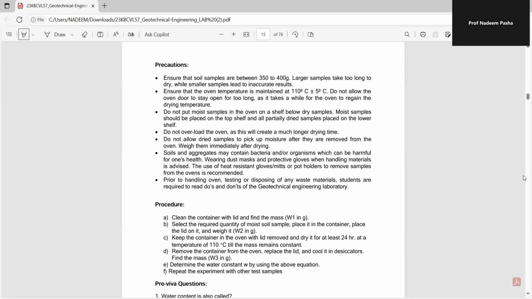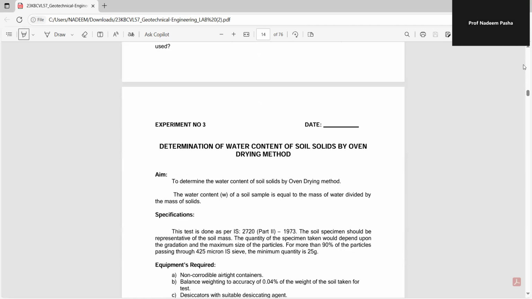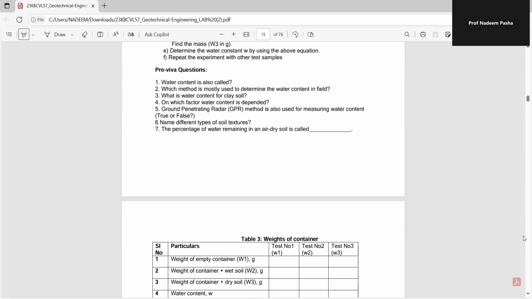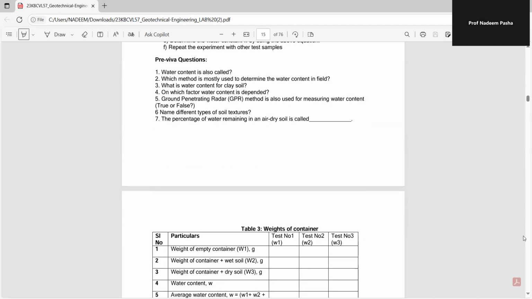Determine the water content w using the above equation. So repeat the experiment with other test samples. So what is the equation? The equation is very simple, that is w = (W2 - W3) / (W3 - W1) x 100. So repeat the experiment with other samples.